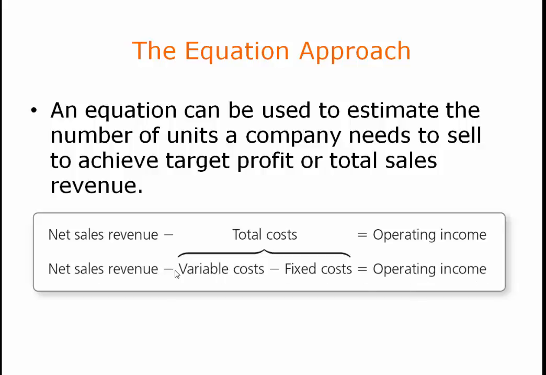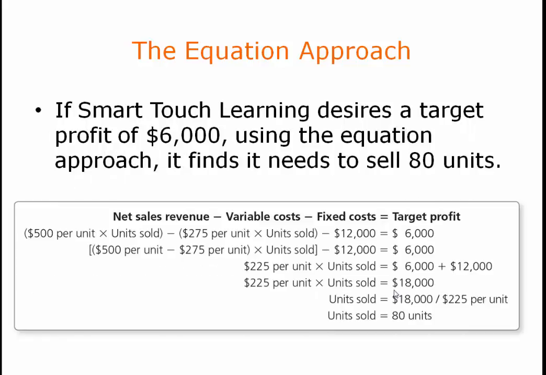I kind of like to look at it with this equation. If operating income is set to 0, that would be a break even. Another way to look at this is to put an equal sign right over here, where net sales revenue is equal to variable cost plus fixed cost. That's the break even formula. So let's look at our deal here, right?